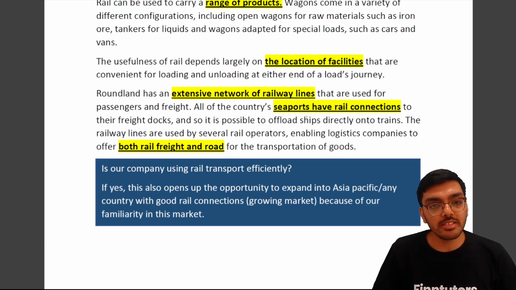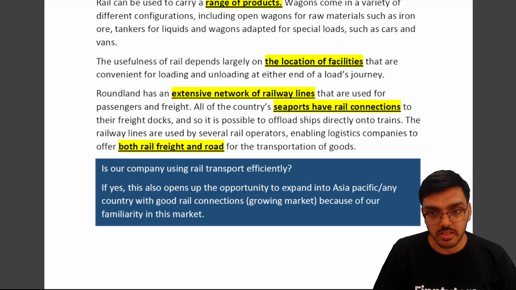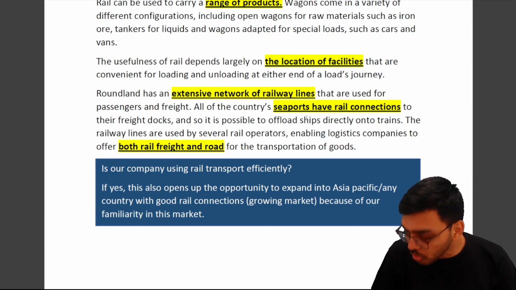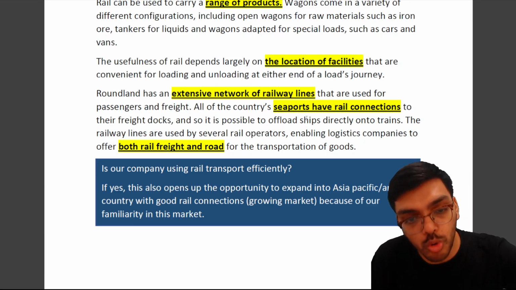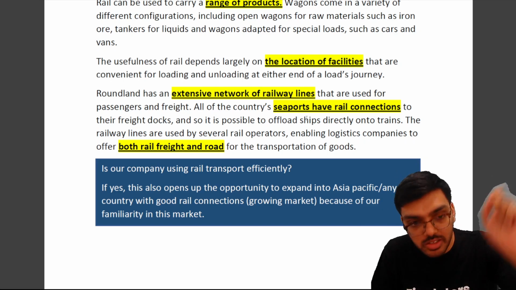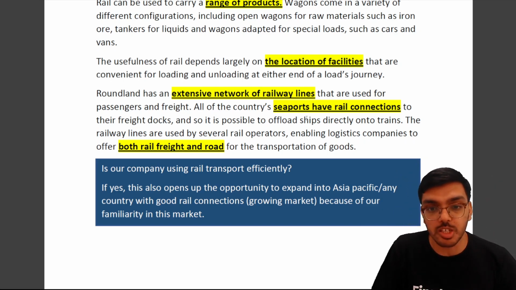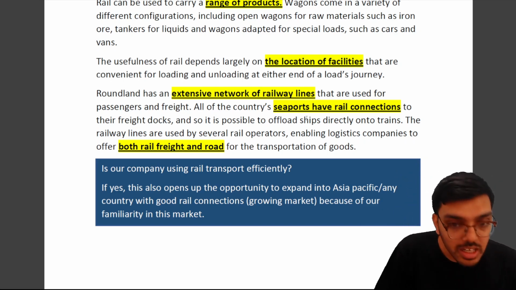The railway lines are used by several rail operators, enabling logistic companies to offer both rail freight and road for the transportation of goods. So when we go to our company, we'll see: is our company using rail transport efficiently and effectively?